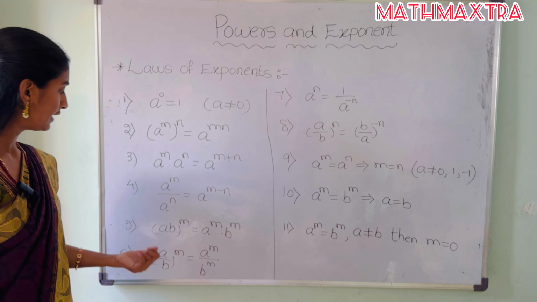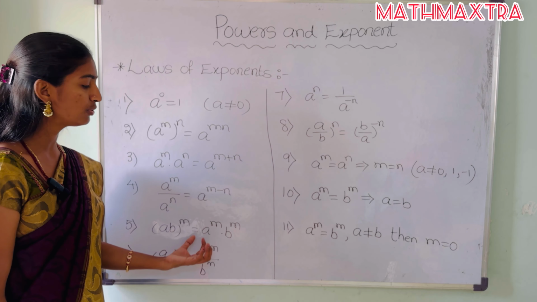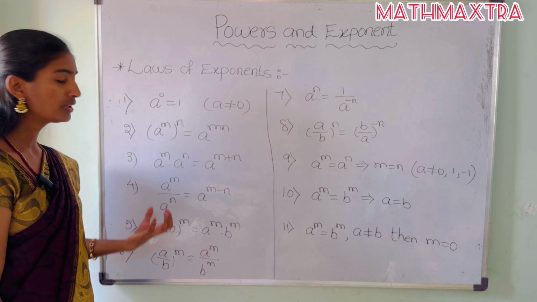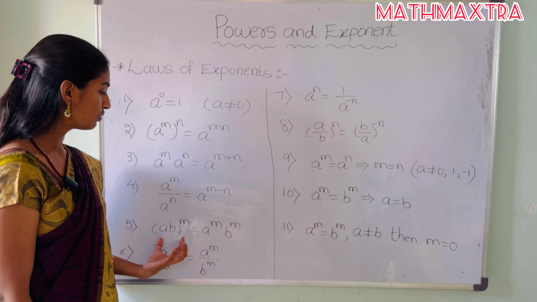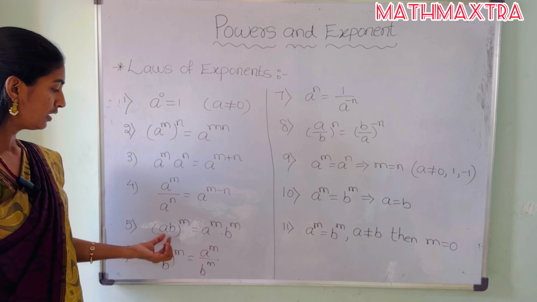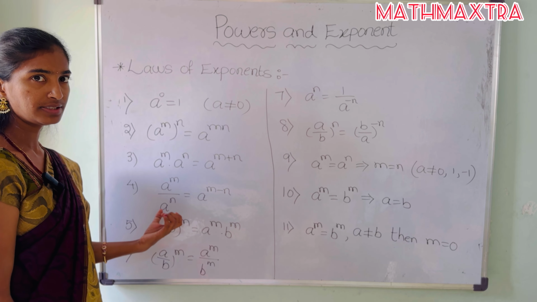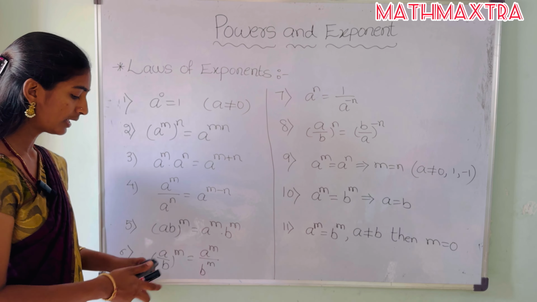Yes, and a b all to the power of m can also be written as a to the power of m into b to the power of m, meaning the value of the product doesn't change if you write it like this. Yes, because see, if you take 2 into 3, all to the power of 5. Yes, 2 into 3 all to the power of 5. What happens?